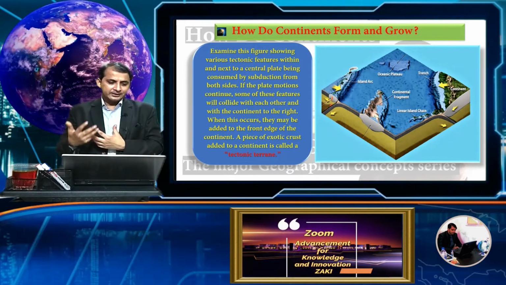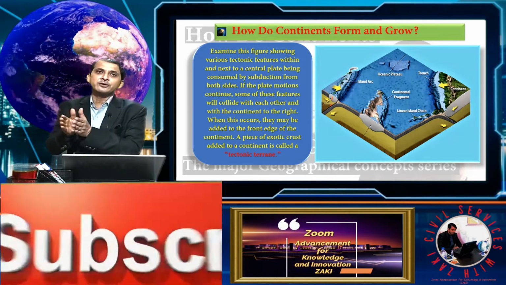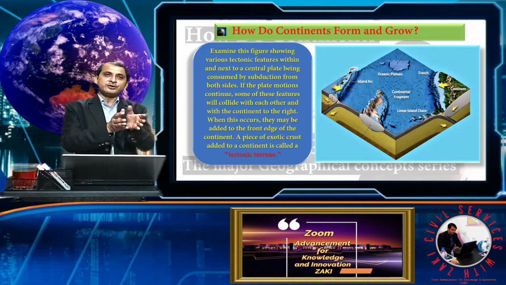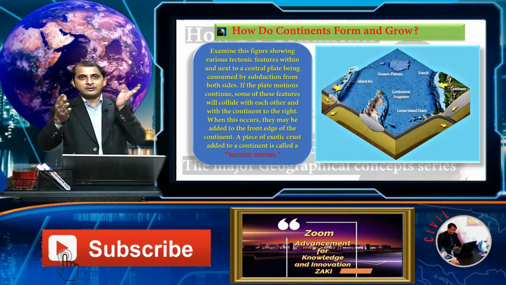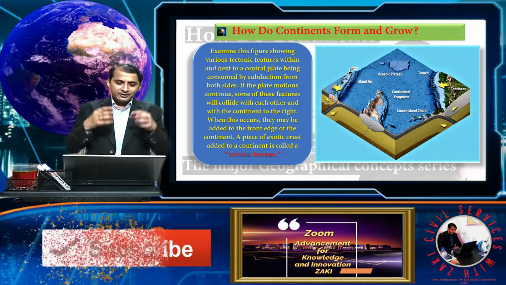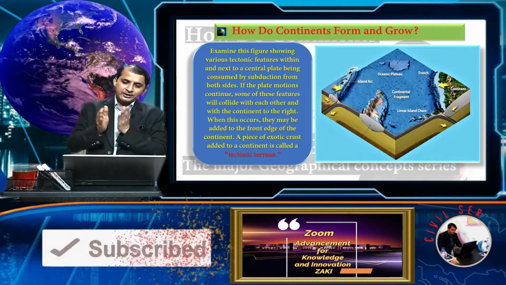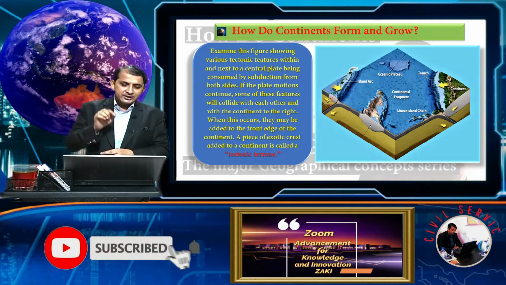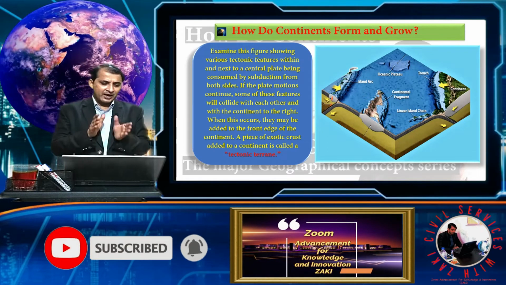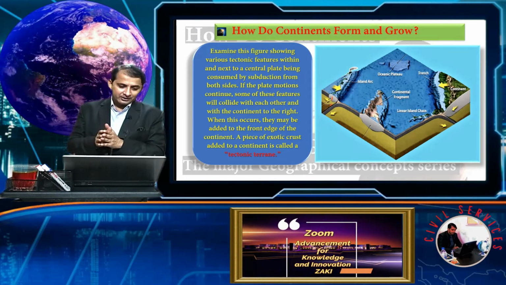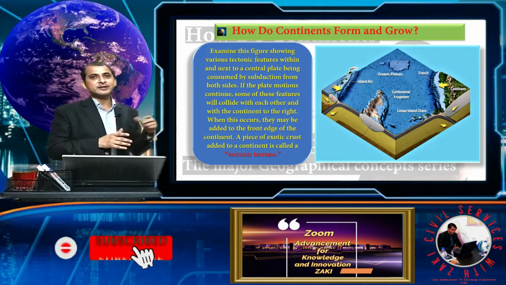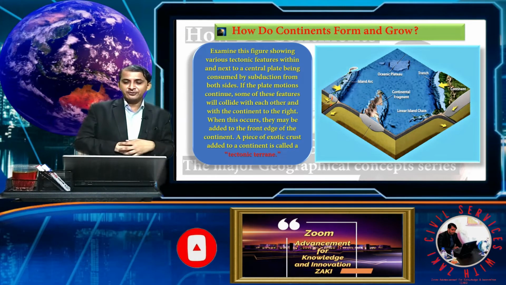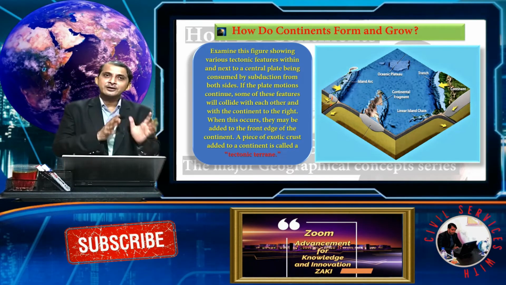When it occurs, they may be added to the front edge of the continent. It means collide. So features like the volcanic arc collide with the continent and form the edge of the continent, in front of the edge of the continent. This piece of exotic crust added to the continental crust is called a tectonic terrane. These tectonic terranes are very significant for the growth of a continent.